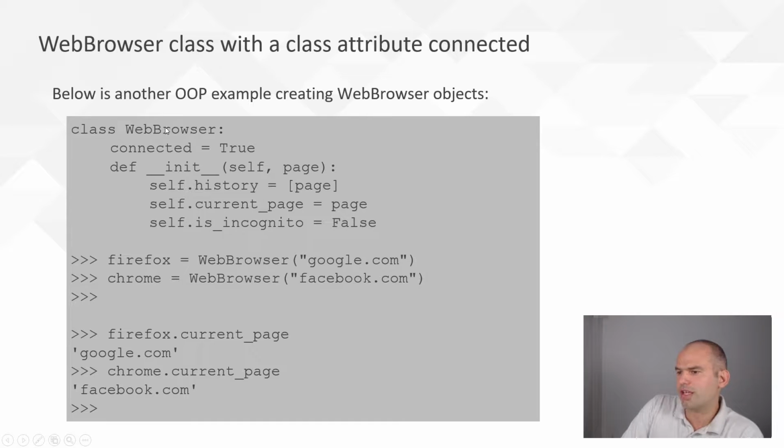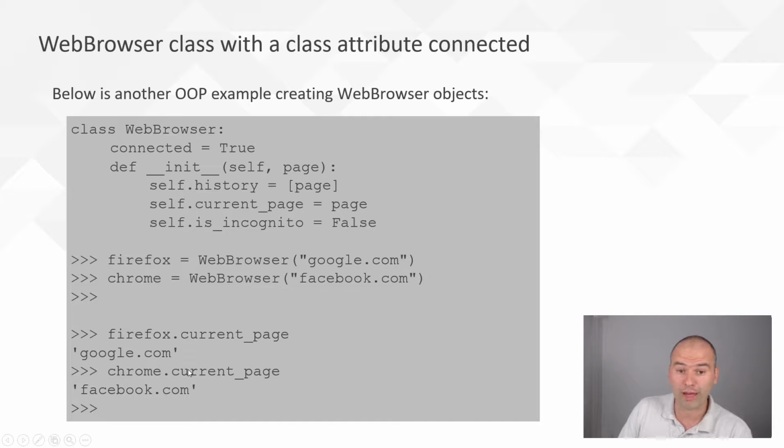Right here, we've got a web browser example. The web browser has three attributes. It has history, which takes the only parameter. So history is a list with the current page being in the list when created. Current page is the parameter of the init. And self.incognito, that's a boolean, and you see that's not created in the constructor, that's just automatically declared false. So here are examples of instantiating a web browser. At this point, you can see how to access attributes inside that web browser.